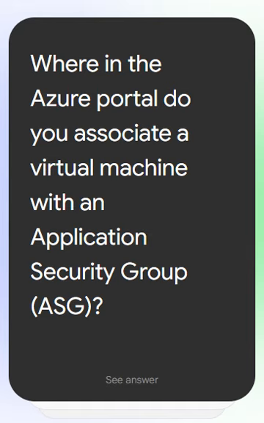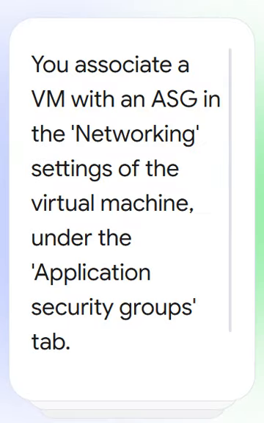Where in the Azure portal do you associate a virtual machine with an application security group? You associate a virtual machine with an ASG in the networking settings of the virtual machine, under the application security groups tab.